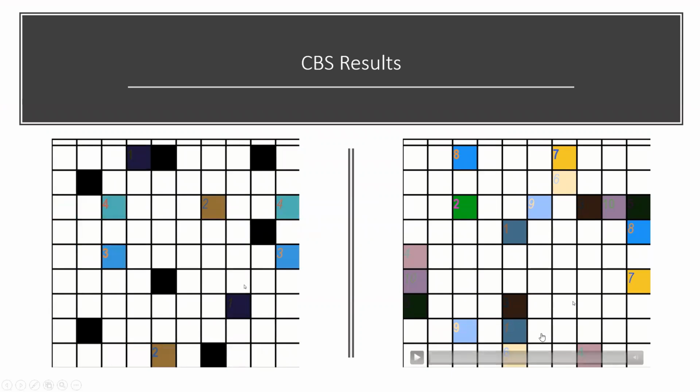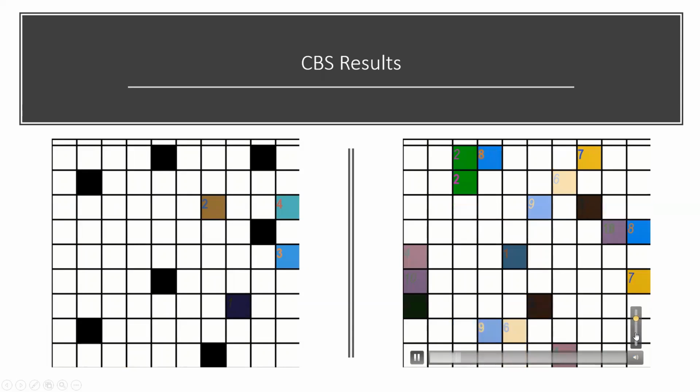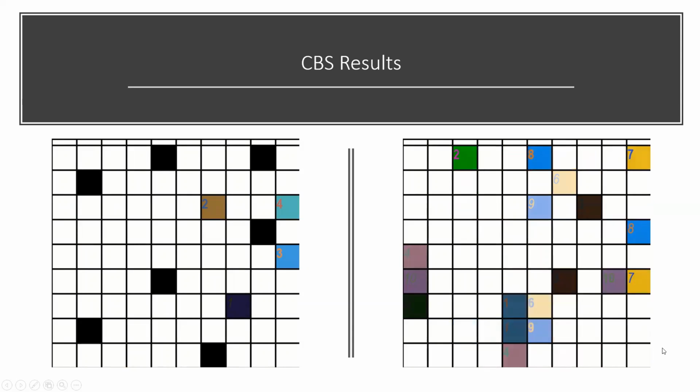So these are the results of the conflict-based search which we got using our Pygame interface. You can clearly see that there are multiple agents and there are obstacles in the environment, and the conflict resolution is being done pretty well, and the agents are able to find their respective paths properly using the conflict-based search algorithm.